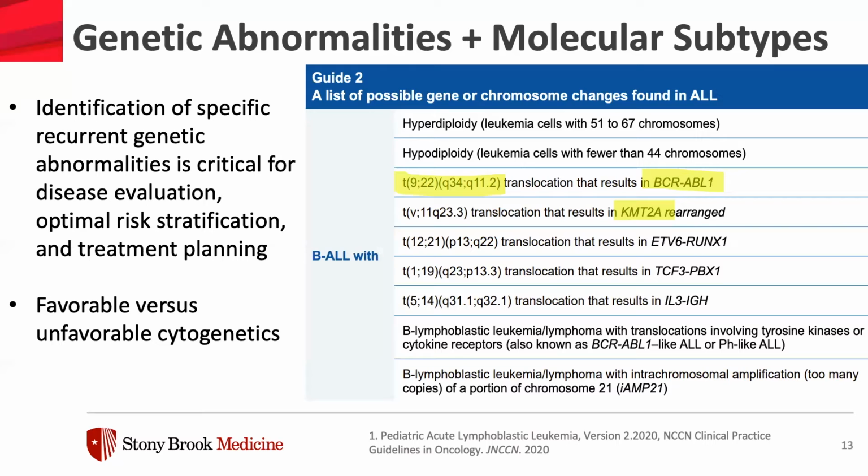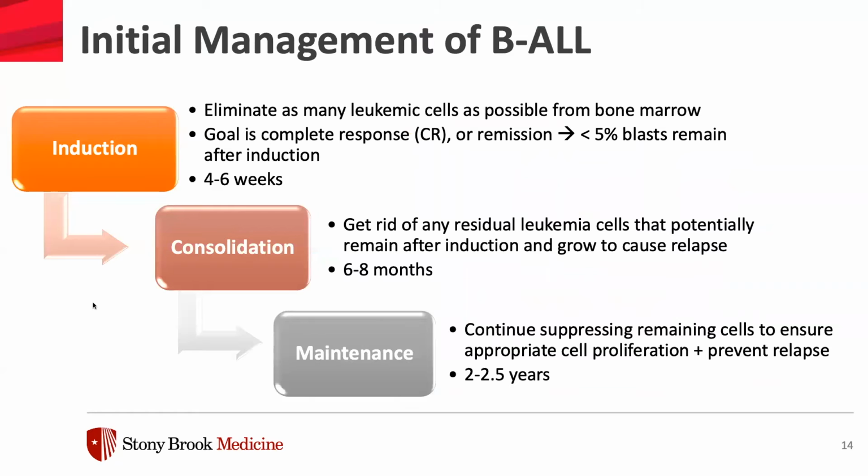So the identification of specific recurrent genetic abnormalities is really critical for disease evaluation, optimal risk stratification, and treatment planning. Now, how do we manage B-cell ALL?